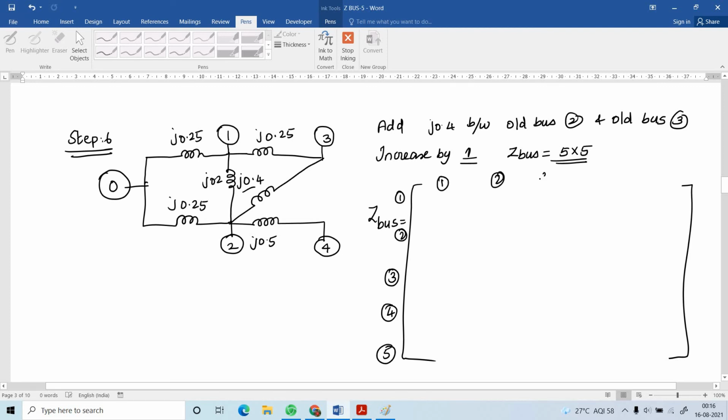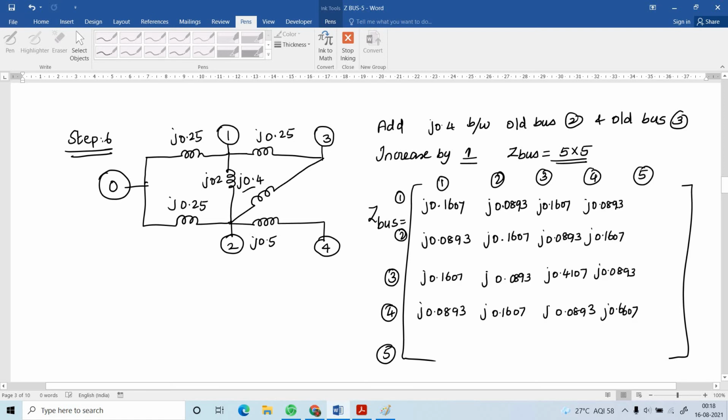For the 4 cross 4, I am going to write the old matrix. After finishing this, I am going to find out the 5th column element and 5th row element. So the previous ZBUS I am going to write. Okay, next I am going to write the 5th column element and 5th row element. See, 2 and 3 both are connected together via the element J0.4. So I have to subtract 3 from 2. That is 2 minus 3.